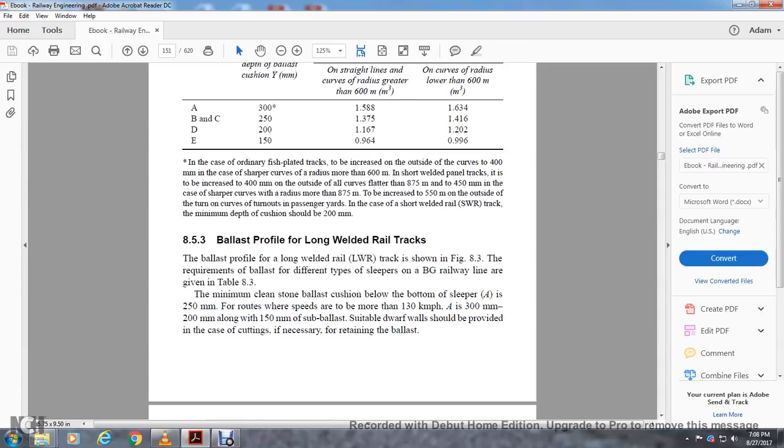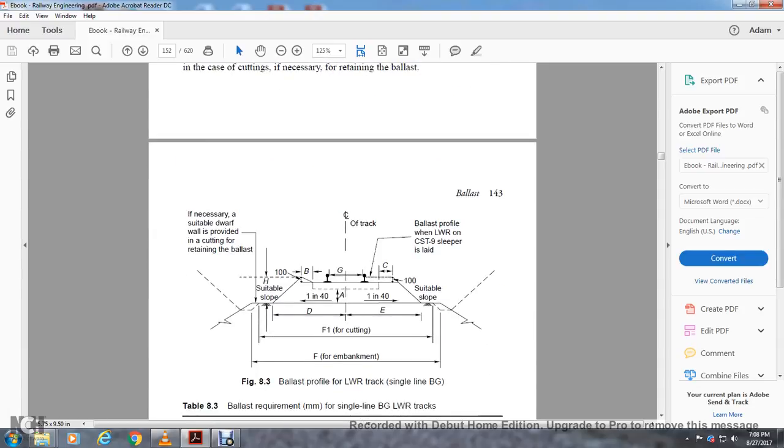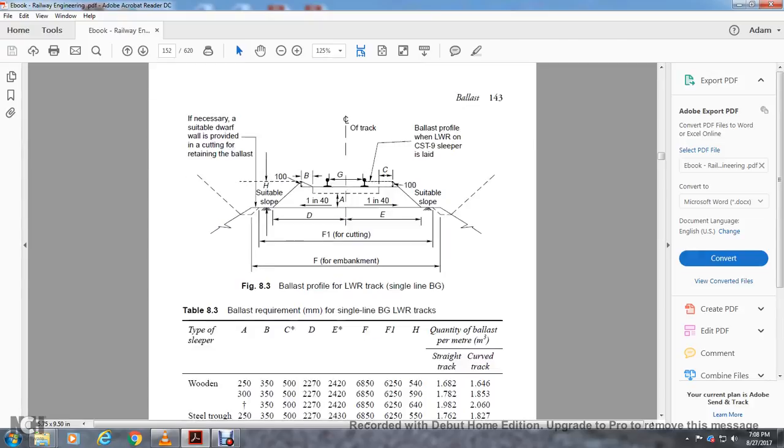Suitable dwarf walls should be provided in case of cuttings, necessary for retaining the ballast. The height and suitable slope, 100 millimeters. Cutting, embankment, ballast level.